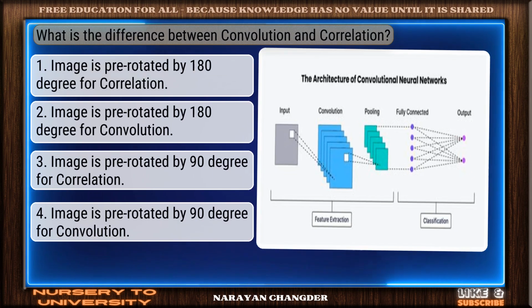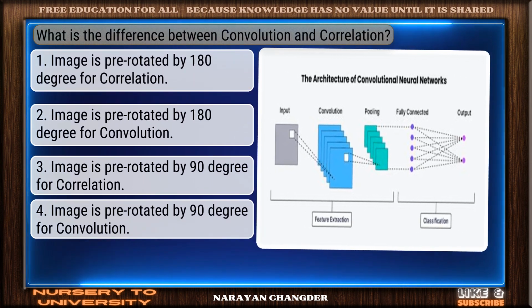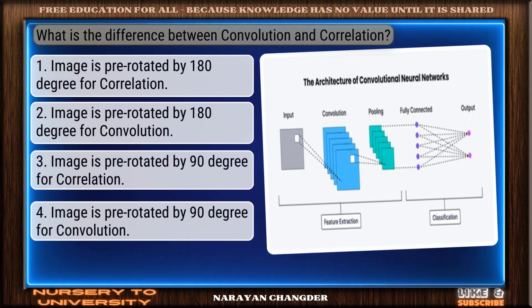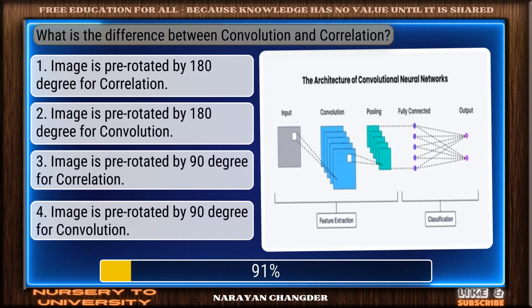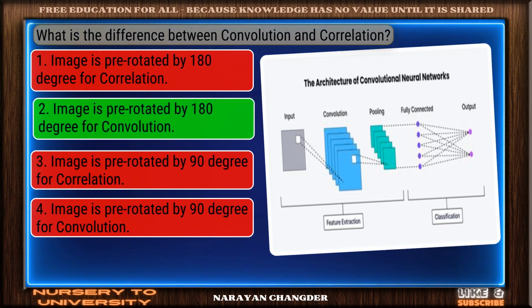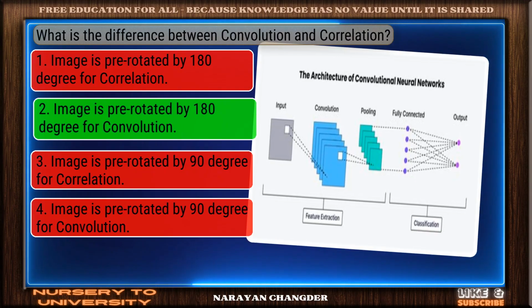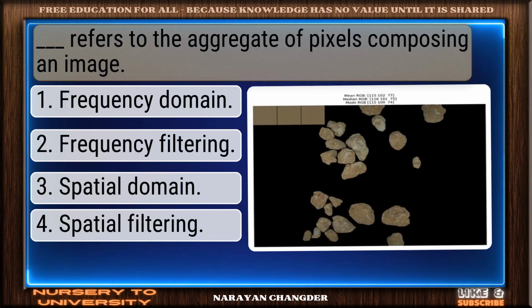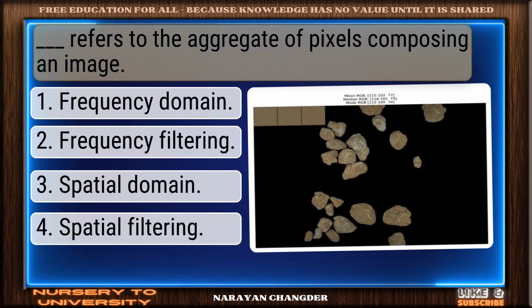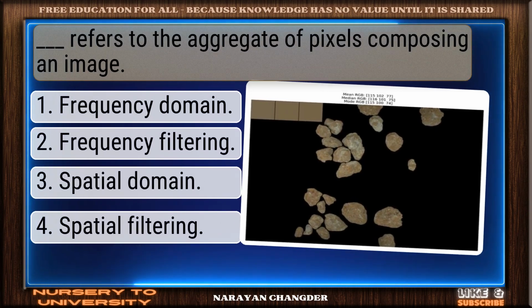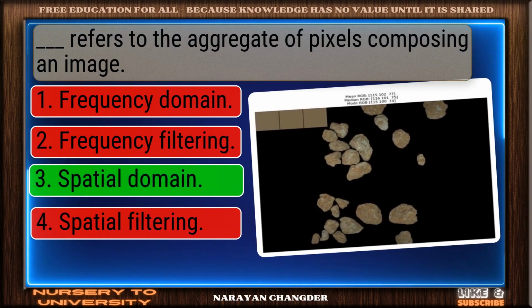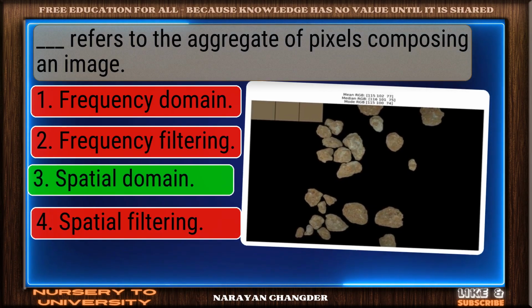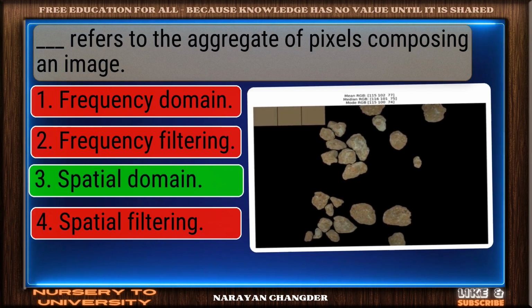Question number 44. What is the difference between convolution and correlation? Right again. Image is pre-rotated by 180 degree for convolution is a valid answer. Question number 45. Dash refers to the aggregate of pixels composing an image. Good job. Your answer spatial domain works well here.